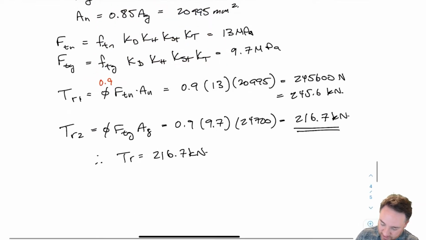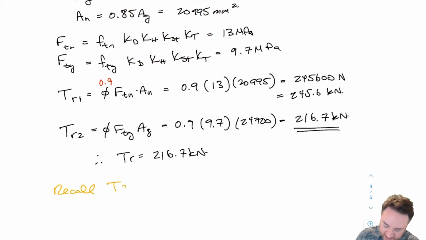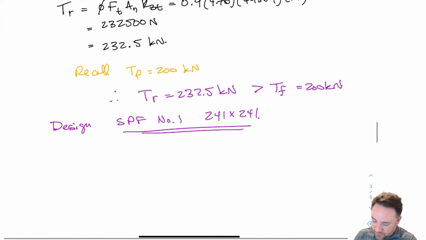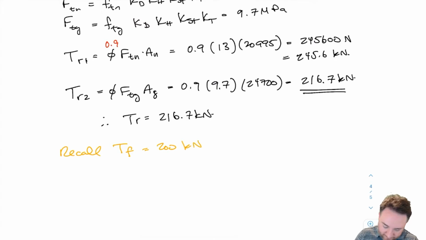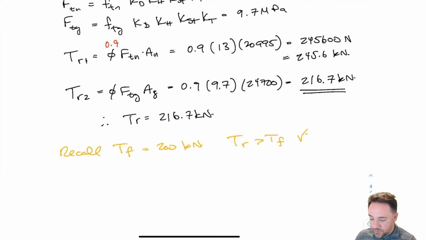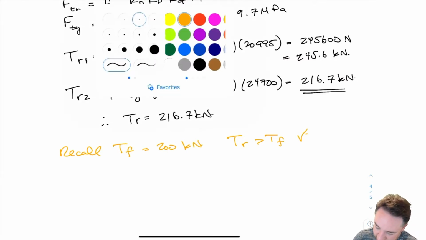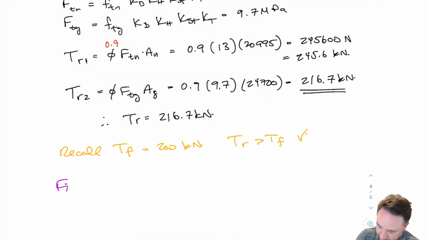So now recall that my TF, just like before, is 200 kilonewtons. And therefore TR is greater than or equal to TF. So I'm good to go. Okay, so my design is a Douglas fir larch 20F EX grade 130 by 190.